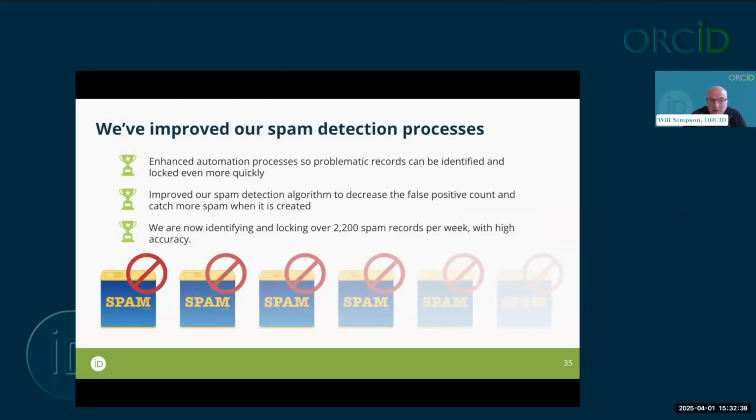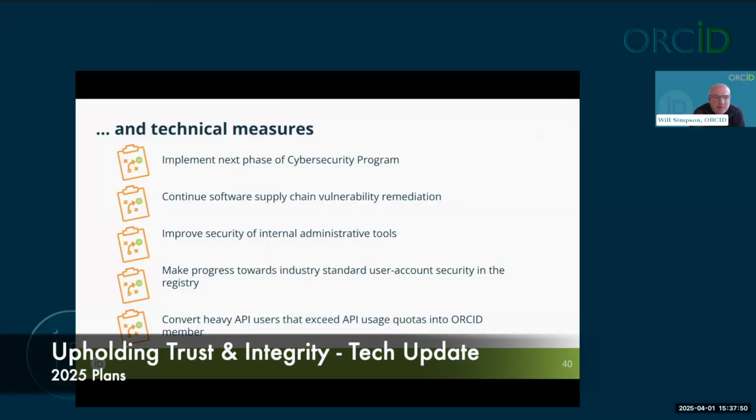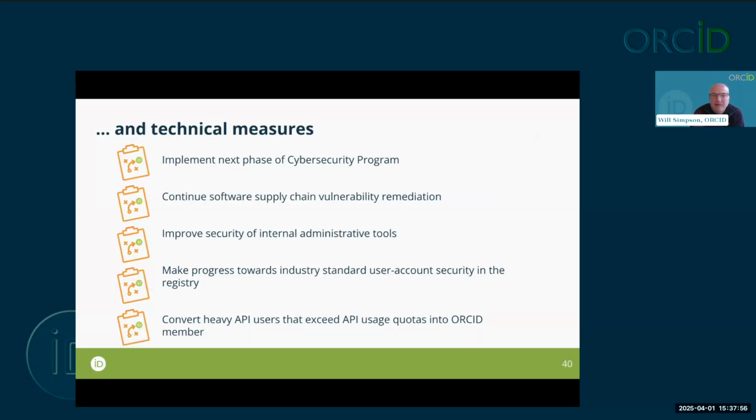We also took another look at our spam detection process. We've enhanced the automation processes there to make sure that records can be identified and locked as quickly as possible. Yeah, and on the technical side for next year, we will be implementing the next phase of the cybersecurity program. Lots of good stuff in there across the organization. We're working on a big project at the moment to update a framework we use in the registry for security, Spring Security, to continue keeping our software supply chain free of vulnerabilities.